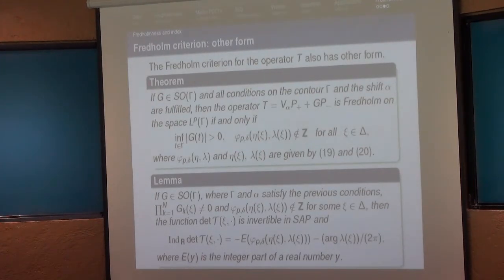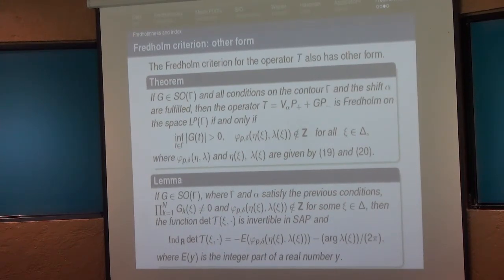Now, the Fredholm condition can be rewritten in such a form that the coefficient is separated from 0 and this function is non-zero for all xi in delta. Now, this function, the determinant t of xi with respect to the dual variable, is semi-almost periodic. So we need to calculate the generalized Cauchy index, and this generalized Cauchy index is given here. So E means the integer part of such a number. So we can calculate these things for all points xi if the following conditions are fulfilled.